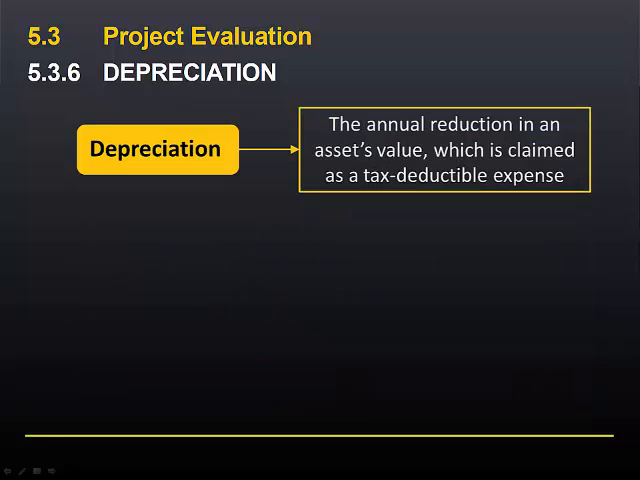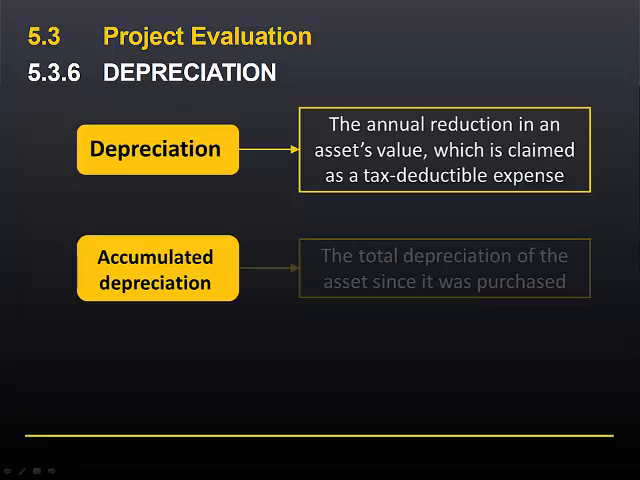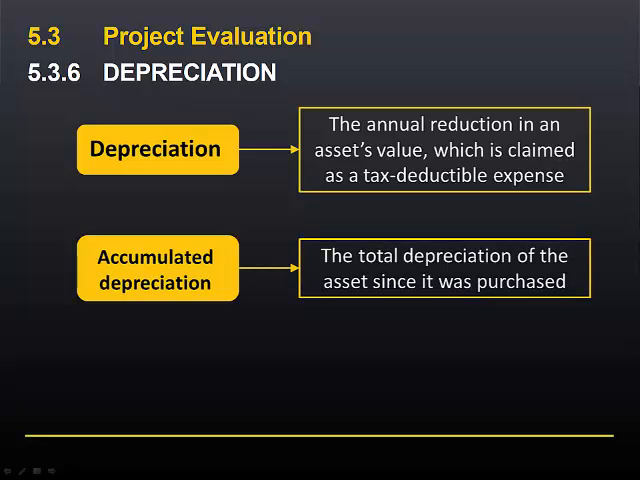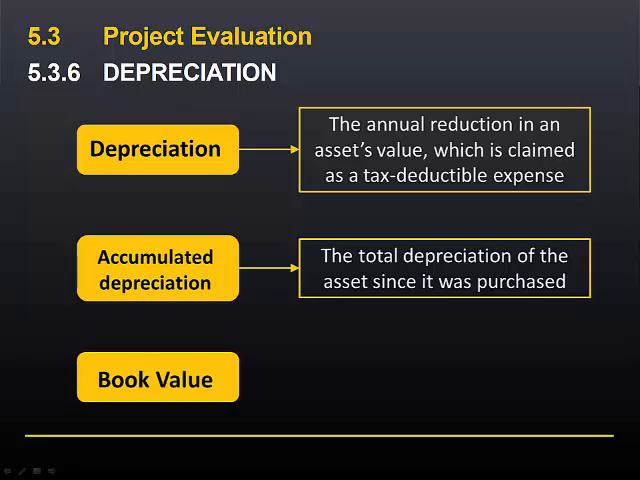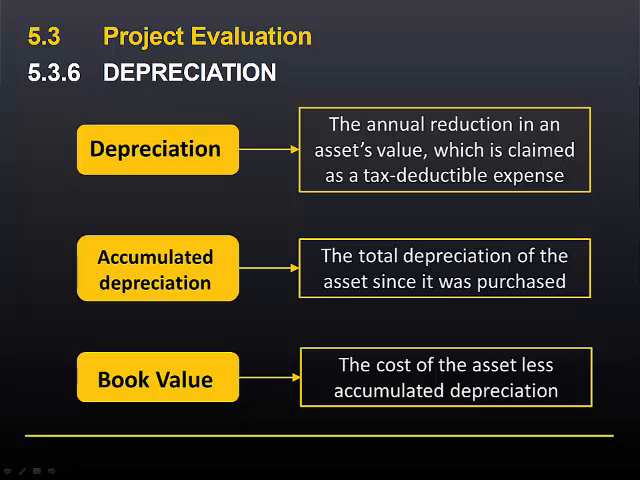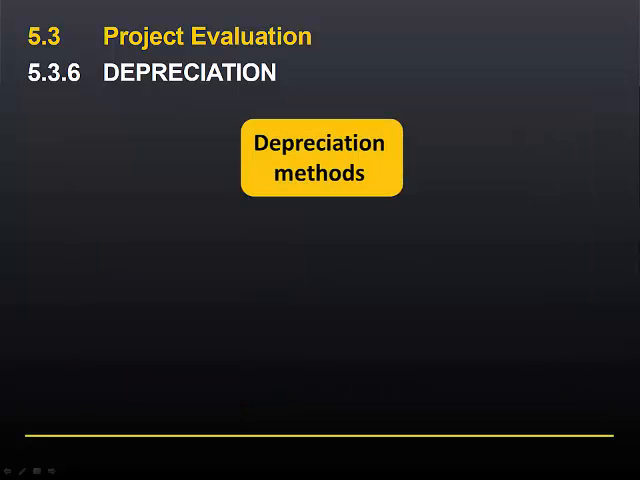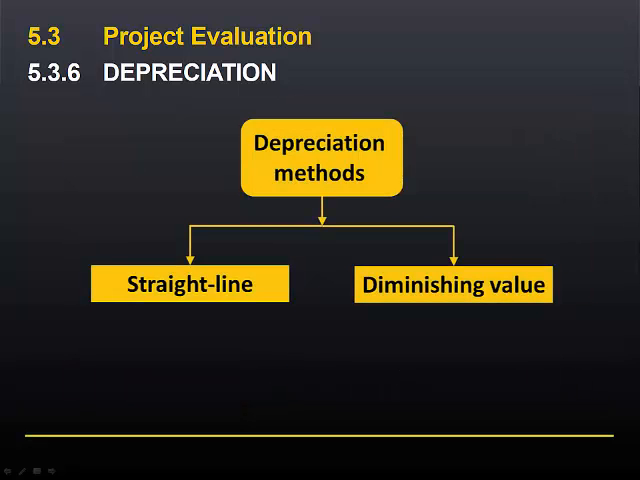Before we continue, we'll look at some terminology that we need to understand. The depreciation itself is the annual reduction in the value of an asset, which is claimed as a tax-deductible expense. Accumulated depreciation is the total depreciation up to this point in time since the asset was purchased. And the book value at any point in time is the cost of the asset less the accumulated depreciation up to that point. There are two main depreciation methods: straight line and diminishing value.